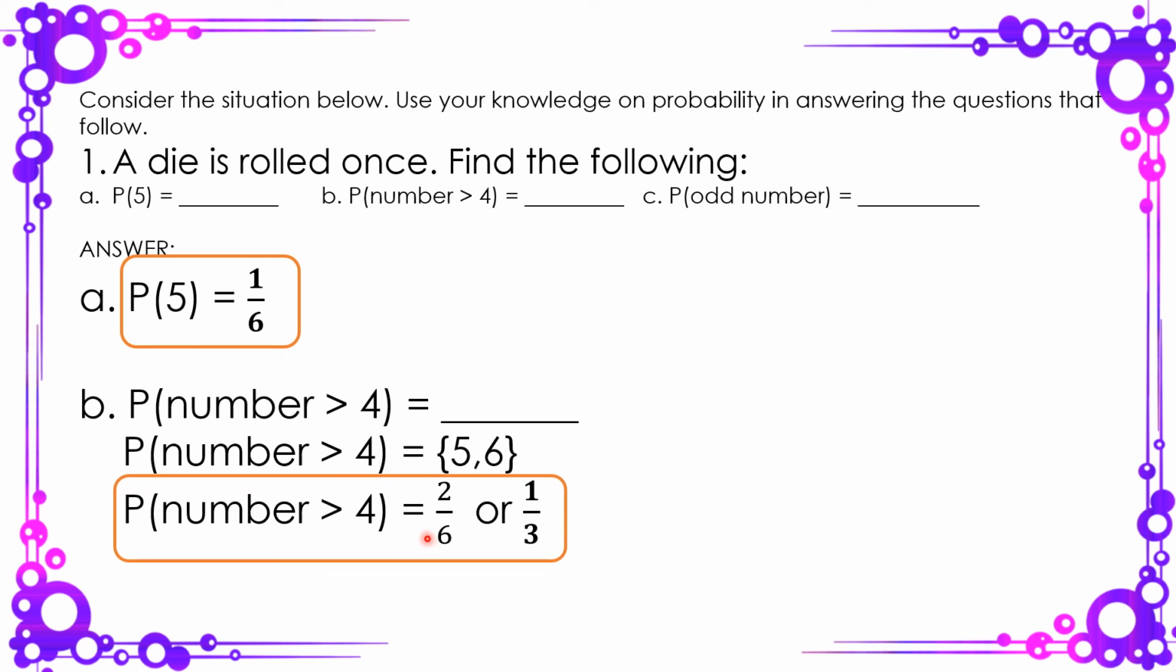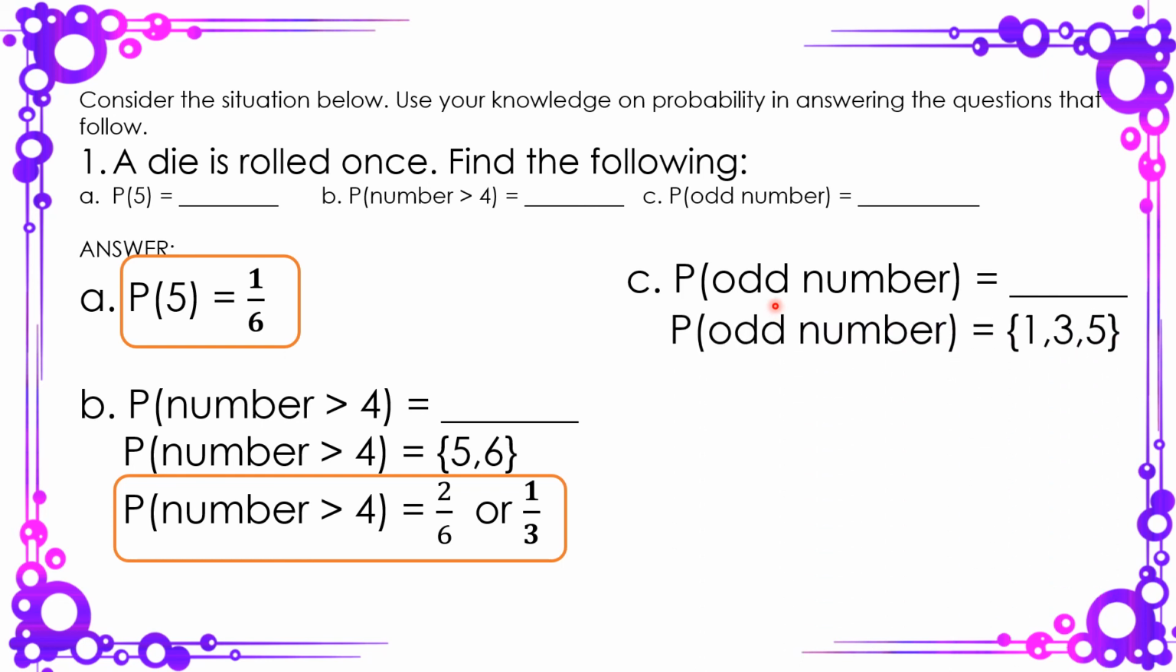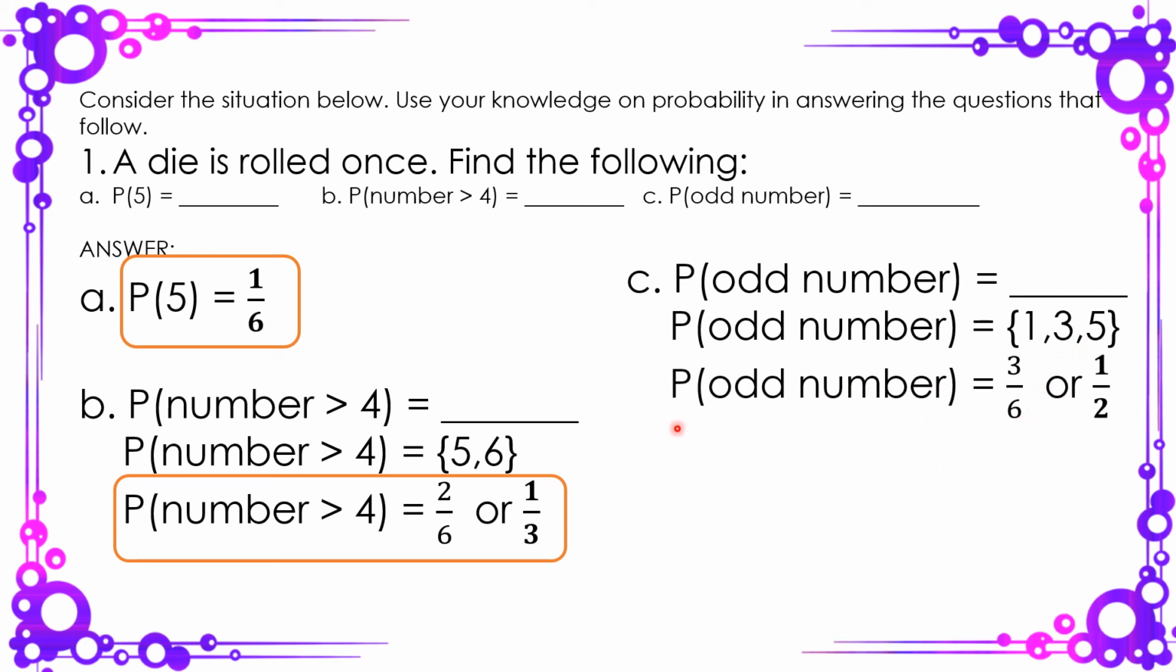Okay, so for letter C, I want you to try to solve the probability of an odd number. If you are done answering, you may continue watching this video. The odd numbers when we roll a die are 1, 3, and 5. So we have 1, 2, 3. 3 over 6 or 1/2. You got it correct? Very good.